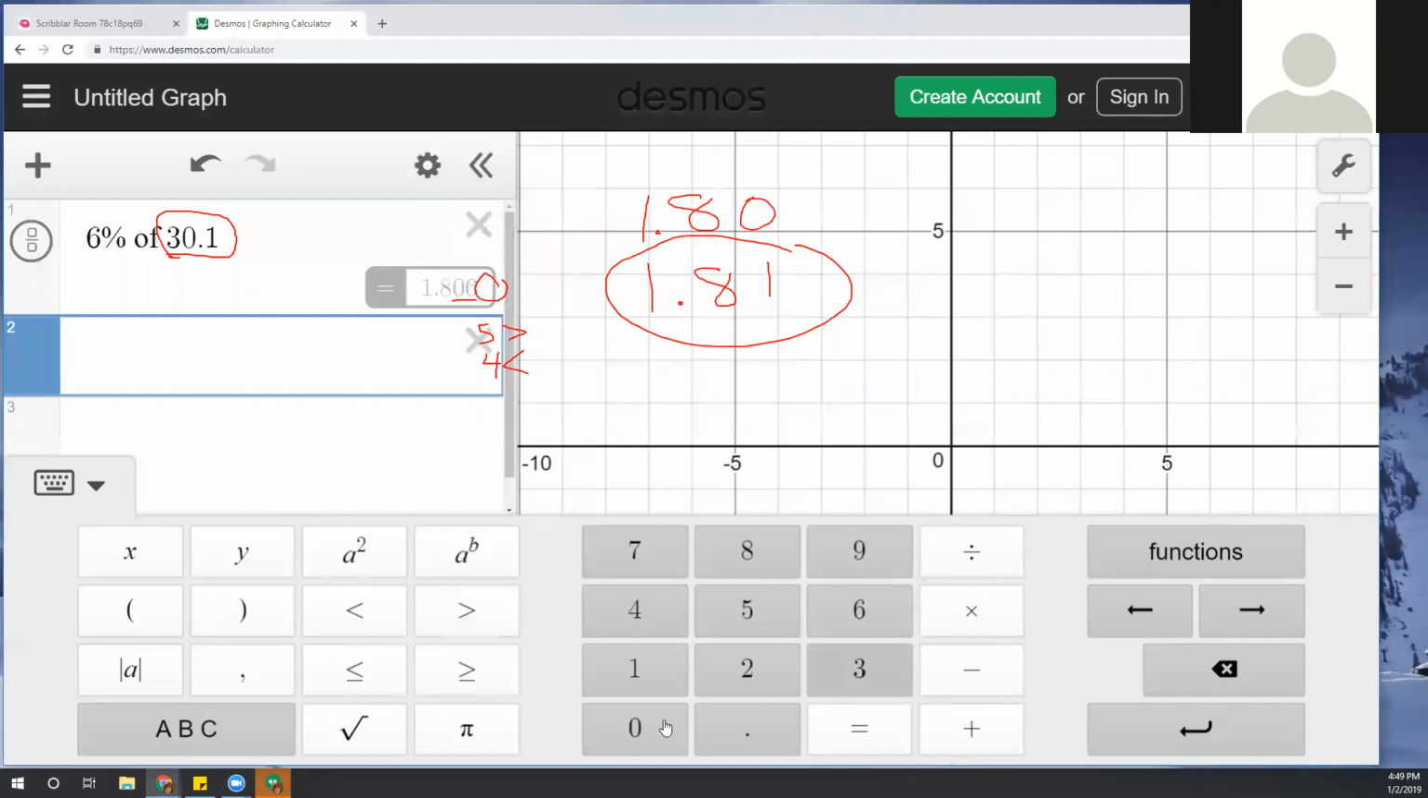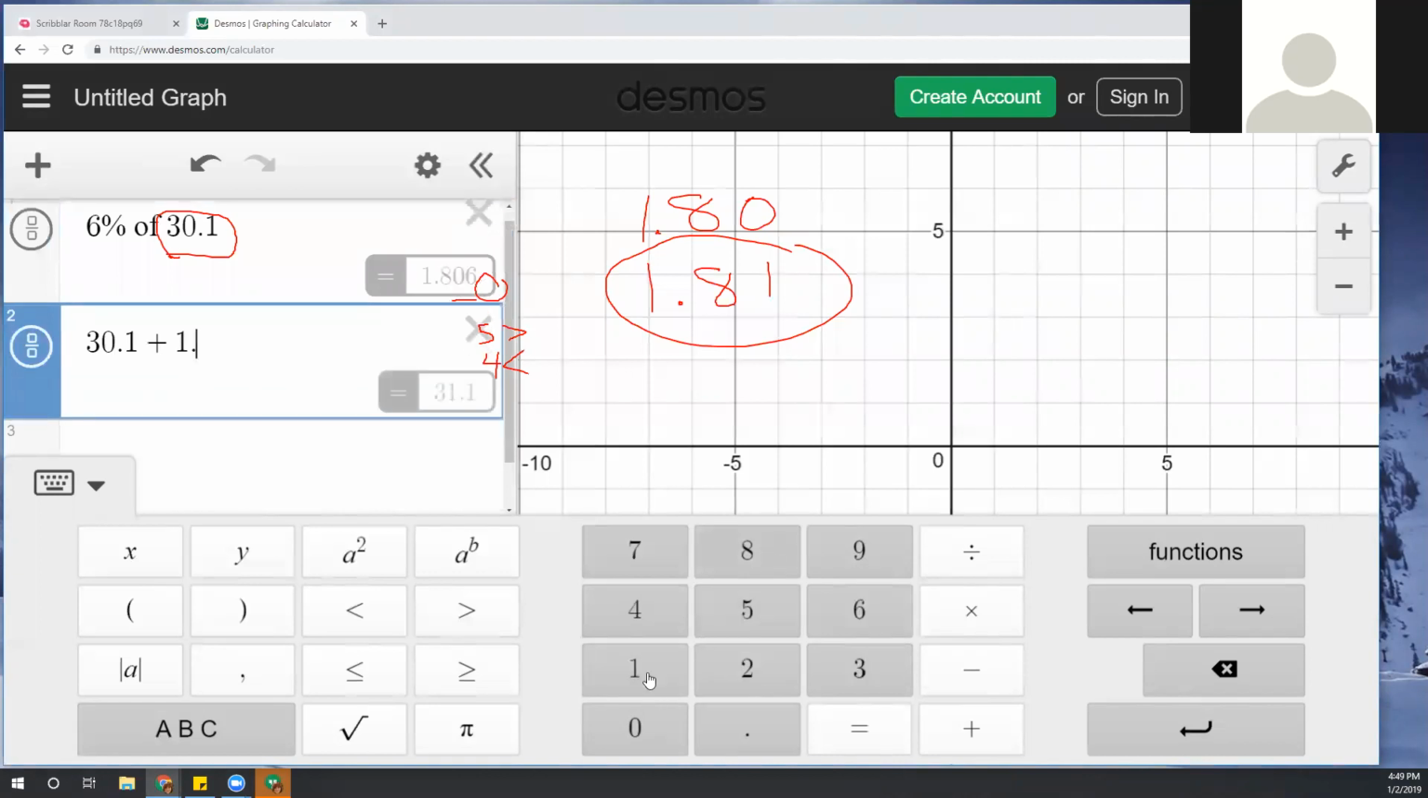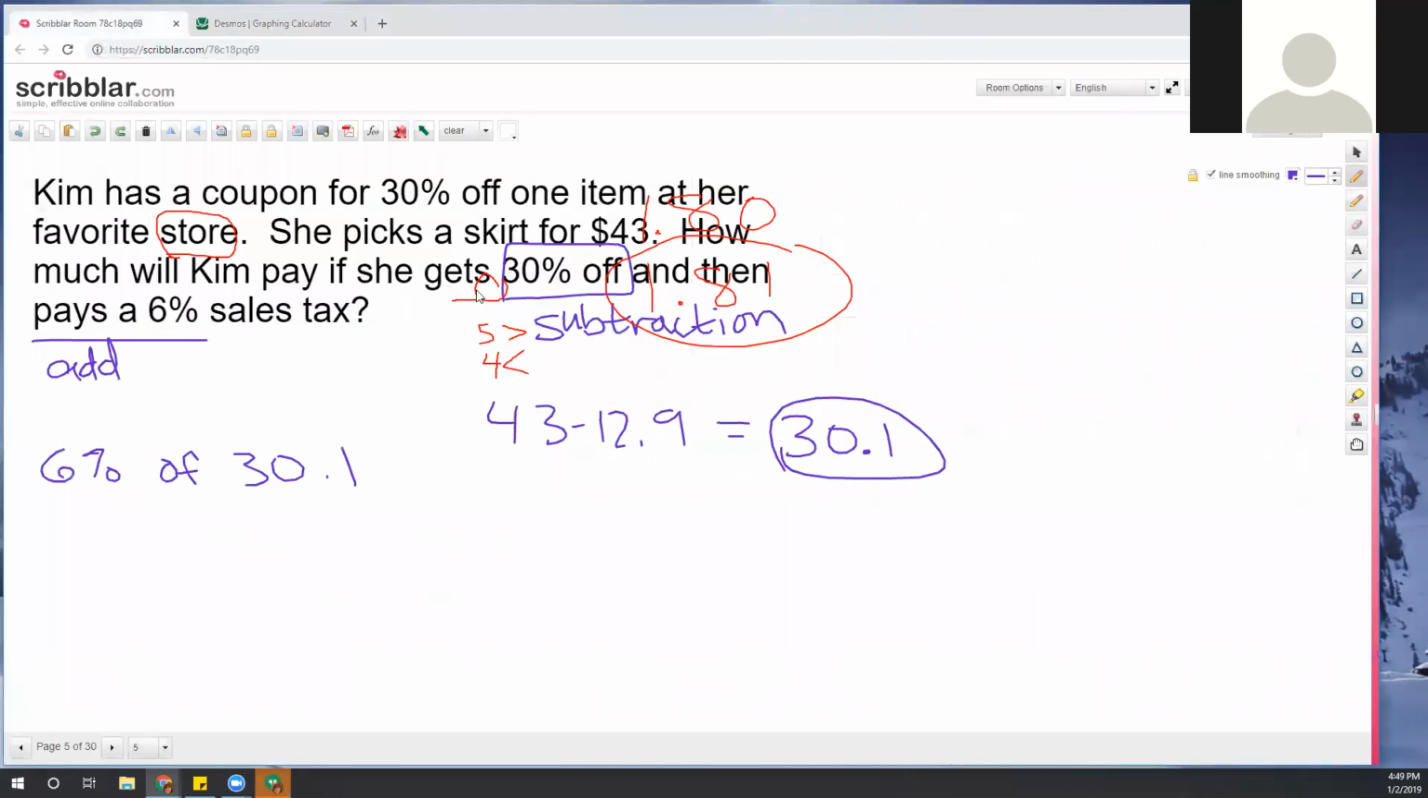Because it is a sales tax, that's the extra money we pay to whatever state you're living in for taxes. So 30.1 plus 1.81, which is 31.91, is the final answer.